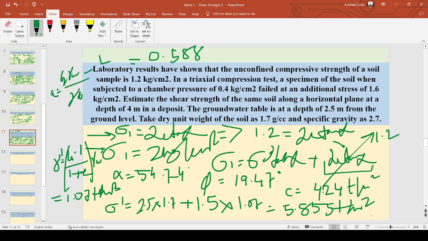Now using the same formula, tau equals C plus sigma dash tan phi. Phi is 19.47, C is 4.24 ton per meter square and sigma dash is 5.855. We get the value of shear strength at 4 meter depth as 6.31 ton per meter square. This is the answer. Same question, just a bit lengthy. I hope it was clear. I go to the next question.